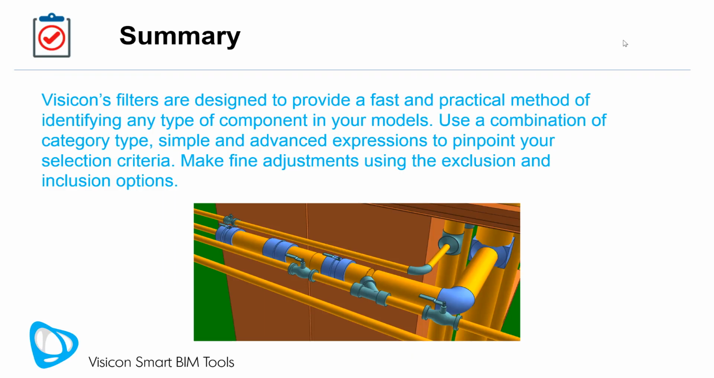Visicon filters are designed to provide a fast and practical method of identifying any type of component in your models. Use a combination of category type, simple, and advanced expressions to pinpoint your selection criteria. Make fine adjustments using the exclusion and inclusion options.